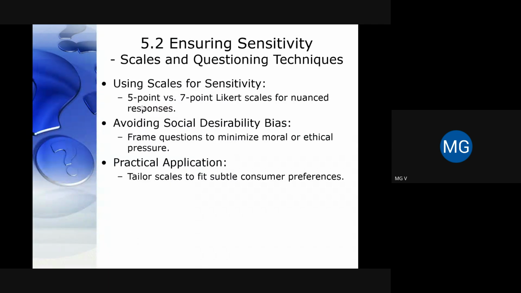Now, ensuring sensitivity: scales and questioning techniques. As we know, sensitivity in questionnaires often depends on the scale used. For example, a 7-point Likert scale provides more room for nuanced responses than a 5-point scale, making it ideal for capturing subtle shifts. In consumer behavior, where attitudes may be influenced by social desirability, framing questions neutrally is vital to avoid pushing respondents towards socially acceptable answers.